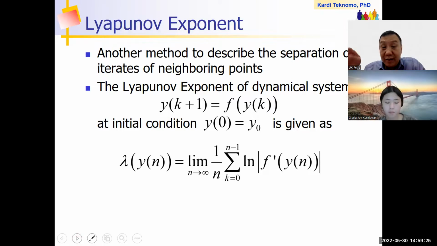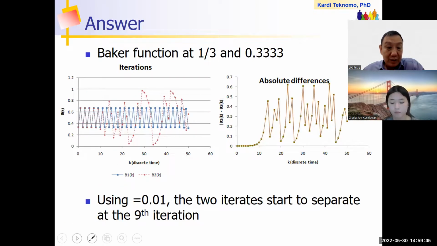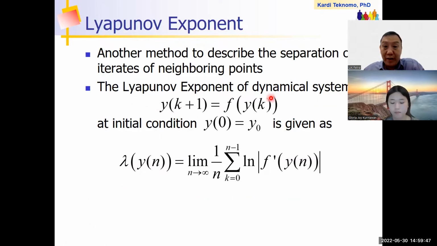So the code that you mentioned a while ago contains the computation of the Lyapunov exponent, isn't it? This is another method to describe that separation. This is the separation, right? So the Lyapunov exponent of a dynamical system with some initial condition is this function. What is this? The ln of the first derivative, and then you take the limit to n going to infinity.